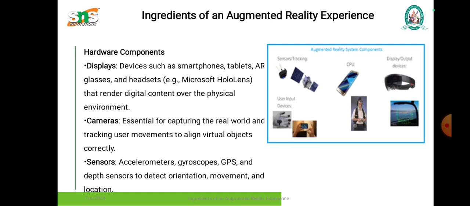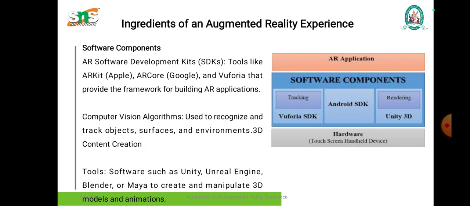And the third hardware is sensors. So it is GPS and depth sensors to detect the orientation, movement and locations. Here I displayed some AR hardware components. There are sensors, CPU, output devices and input devices. So these are the hardware components.